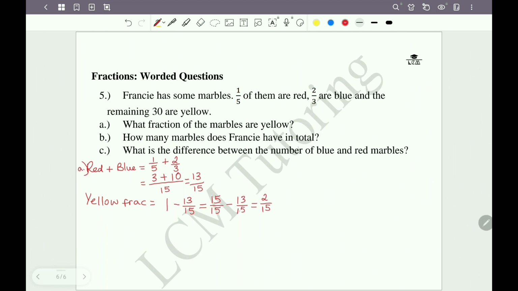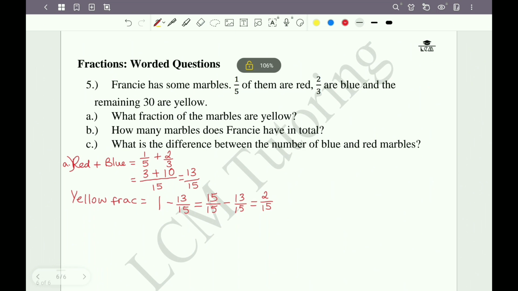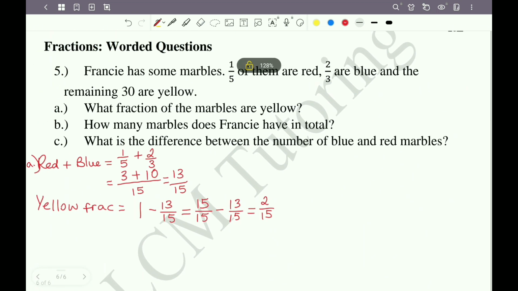So next, I'm going to do part B, and part B asks, how many marbles does Francie have in total? So they're asking for the whole. Now we know from the previous question that to find the whole, what we need is a quantity and a fraction that represents that quantity. So, do we have that in this question? Yes, we do. We actually just figured out the fraction for yellow marbles, and that is 2/15, right?